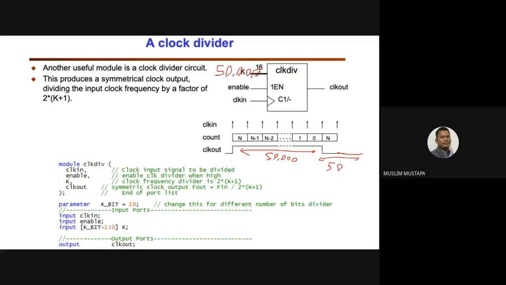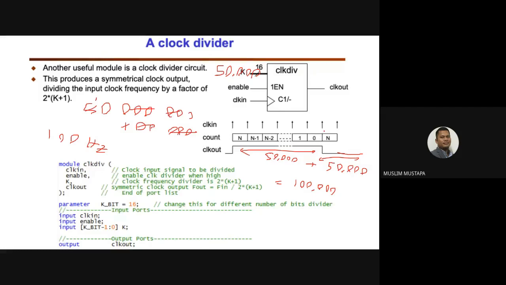This is how we want to count the output clock. So 50,000, and we divide it. 50 plus 50 equals 100,000 cycles. So 50 million divided by 100K cycles, cancel this part, and you get 100 hertz.